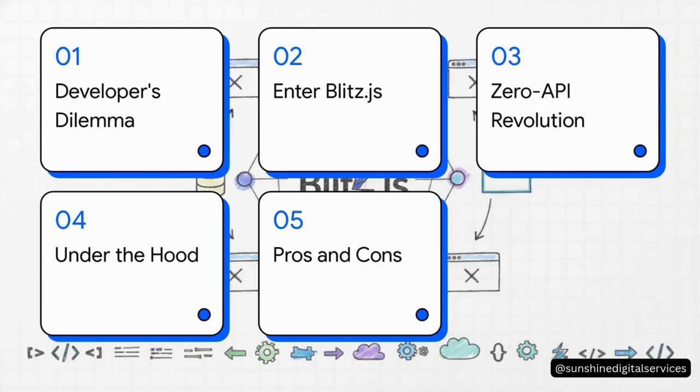Okay, let's dive into this. Here is our roadmap for today's technical deep dive. 1. The developer's dilemma. 2. Enter Blitz.js. 3. The zero API revolution. 4. Under the hood. And 5. Weighing the pros and cons.